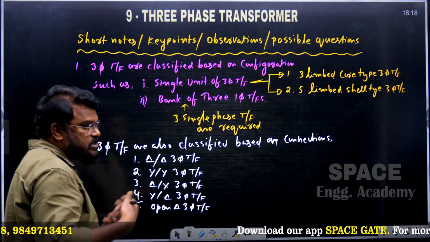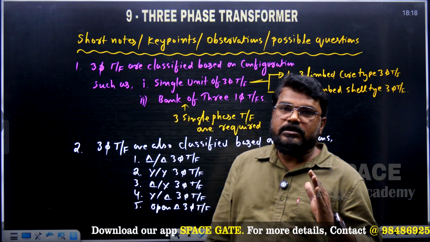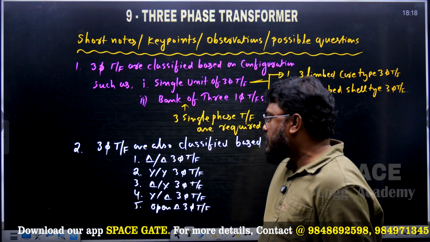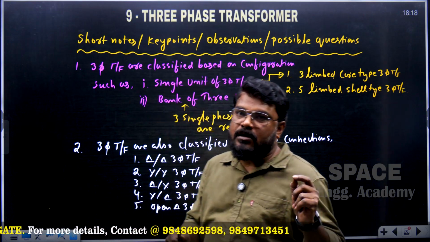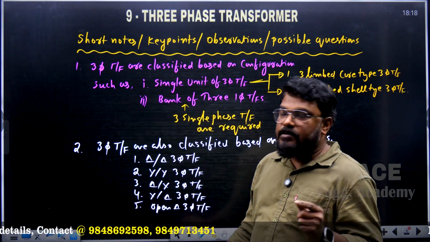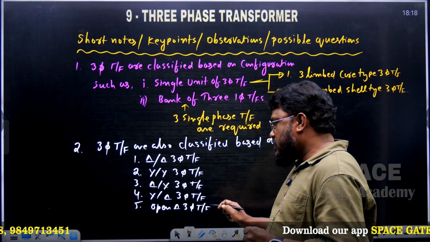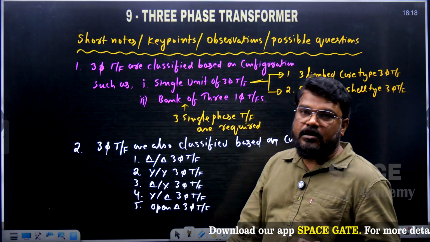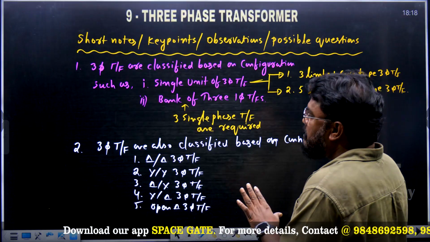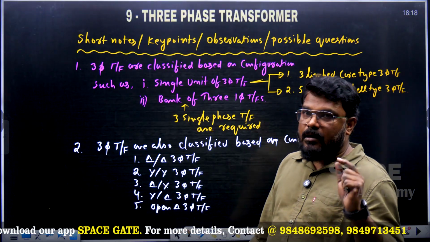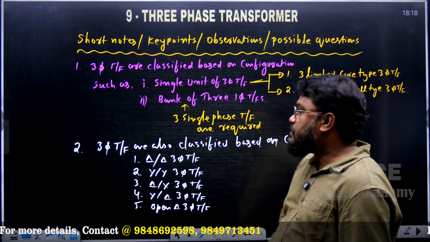Next, the zigzag connections are also there. I will make one more video on the zigzag three-phase transformer connection. But the basic general connections of three-phase transformer are delta-delta, star-star, delta-star, star-delta, and open delta three-phase transformer connection. So these are the second observations from the three-phase transformer point of view.